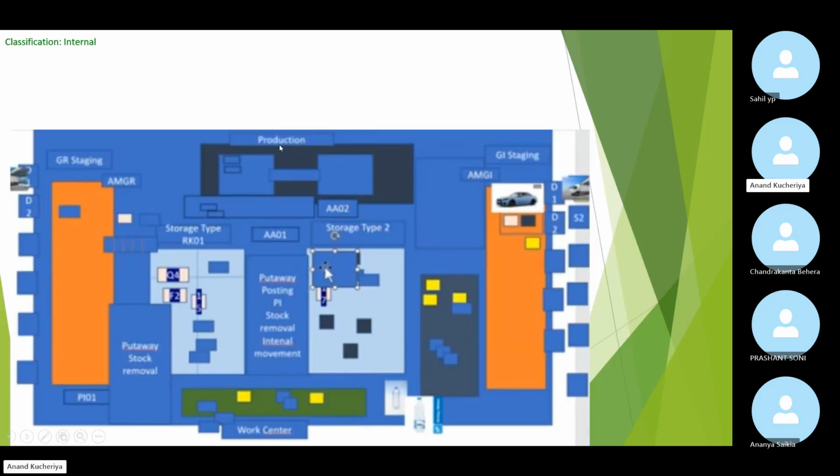Then again, on this layout, for example, there is a door where the vehicle comes. Once material comes here, we stage the material, that is called staging.